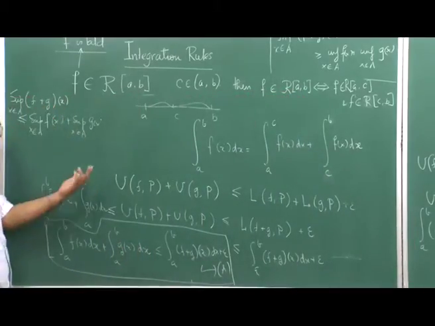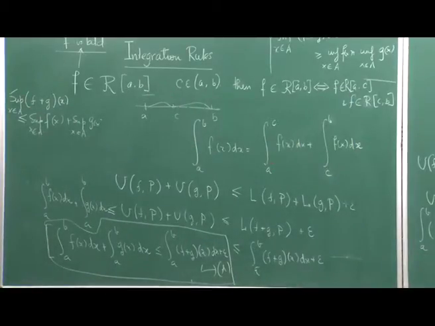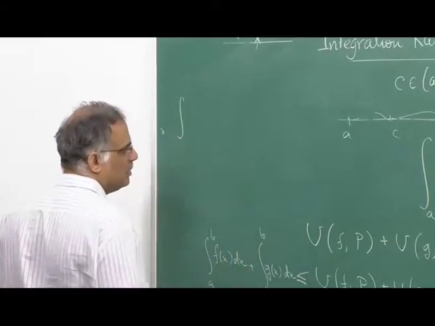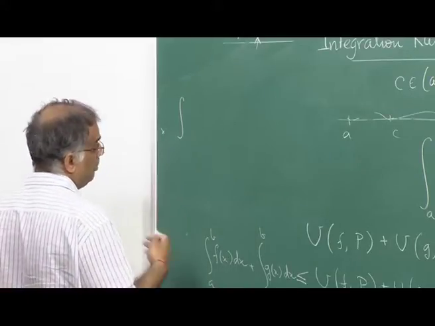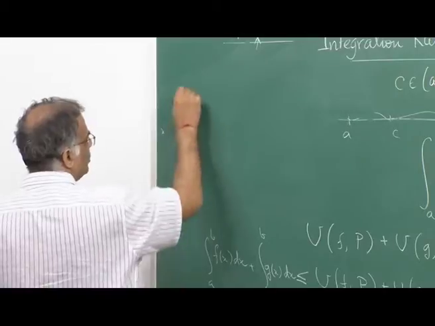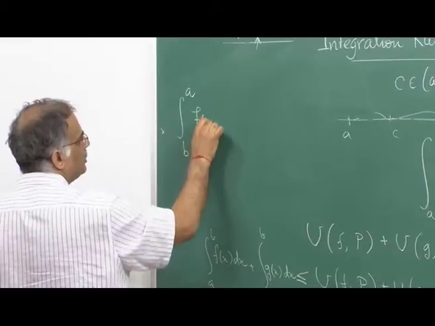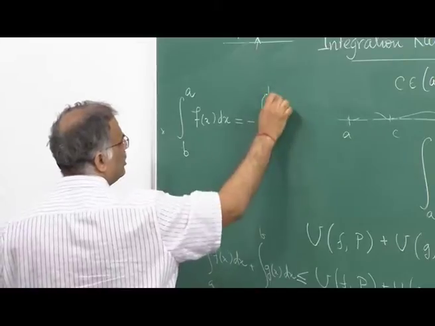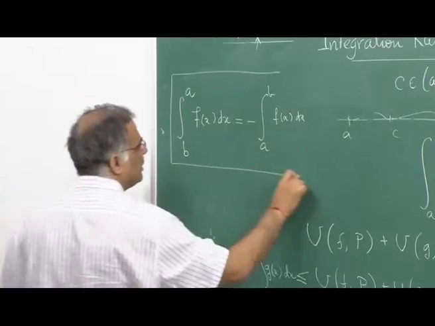But again, just like the way we did for the Newtonian case, we can make a definition. The definition is that if B is bigger than A, then the integral from B to A, how do I define it? This is defined as minus the integral from A to B of f(x) dx. So, kindly take this as a definition.